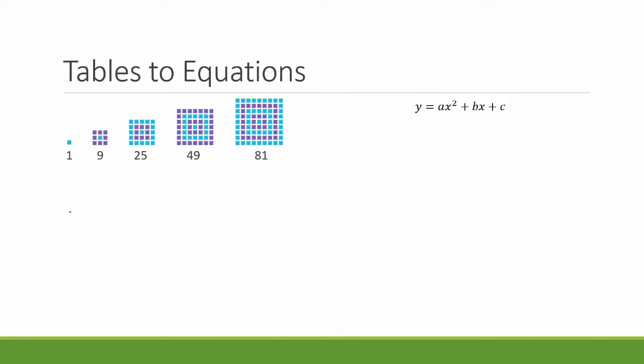And so the first thing we would do is write up a table of our x and y values, where x would be the pattern number and y would be, in this case, the number of tiles that are in each of those patterns.